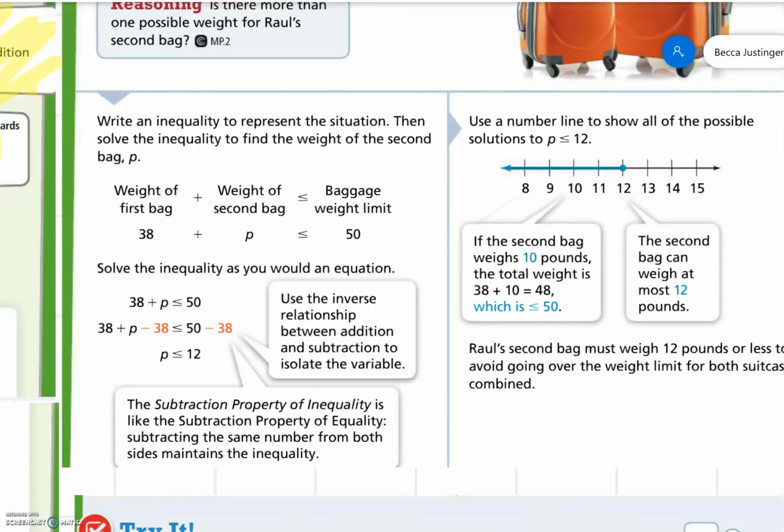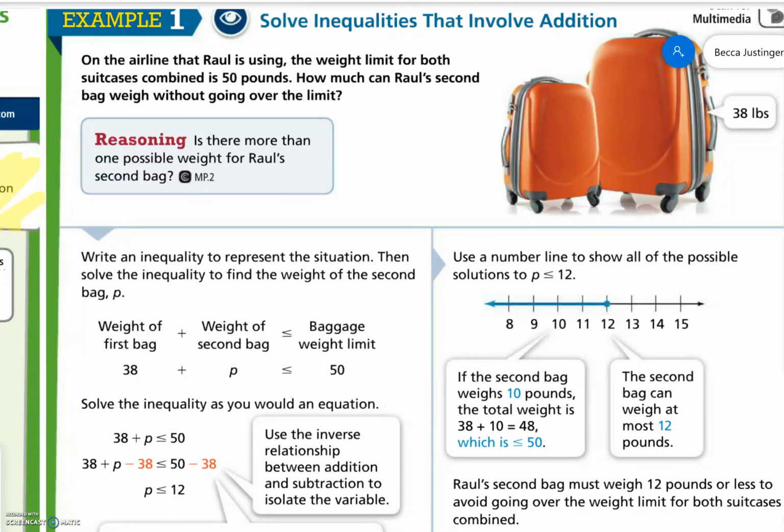All right, on the next page, example 1, solve inequalities. Inequalities is one of your new vocab words. That's the sign where it's less than, greater than, less than or equal to, or greater than or equal to, that involve addition. On the airline that Raul is using, the weight limit for both suitcases combined is 50 pounds. So that's the weight limit. It cannot be over 50 pounds, but it could be less than 50 pounds, or it could be equal to 50 pounds. How much can Raul's second bag weigh without going over the limit?